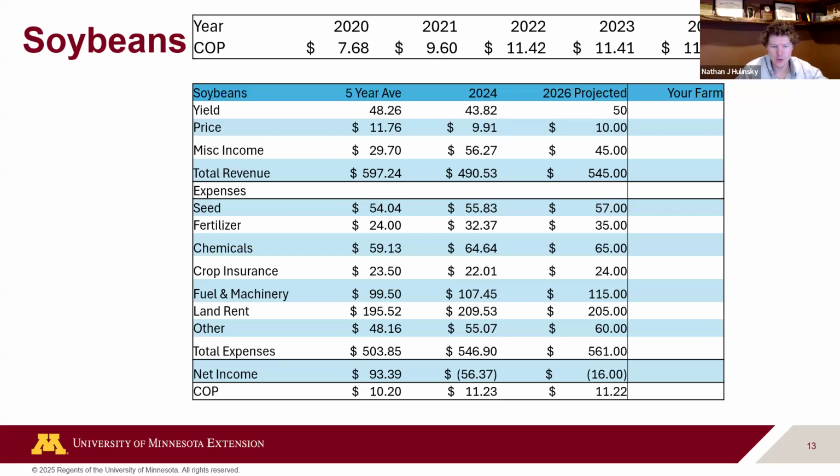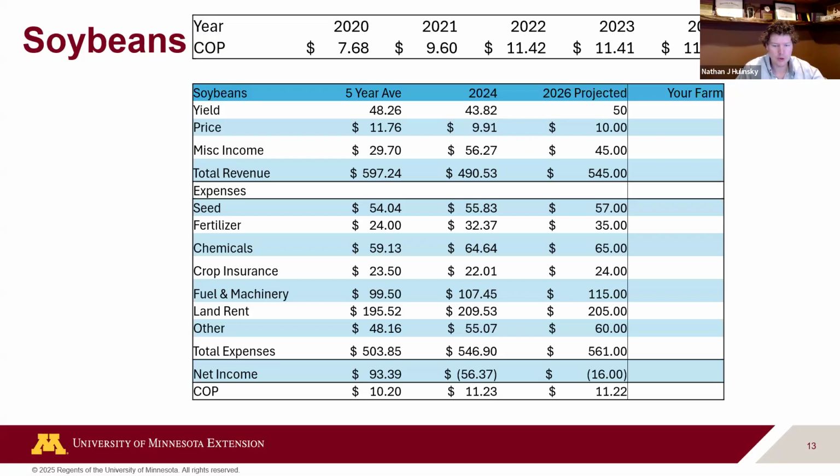Unfortunately, in 2024, the net income on soybeans was a loss of $56 per acre. So again, pretty negative profits we've seen on soybeans. My projection into next year with 50 bushel soybeans at $10 is a loss of $16 per acre.